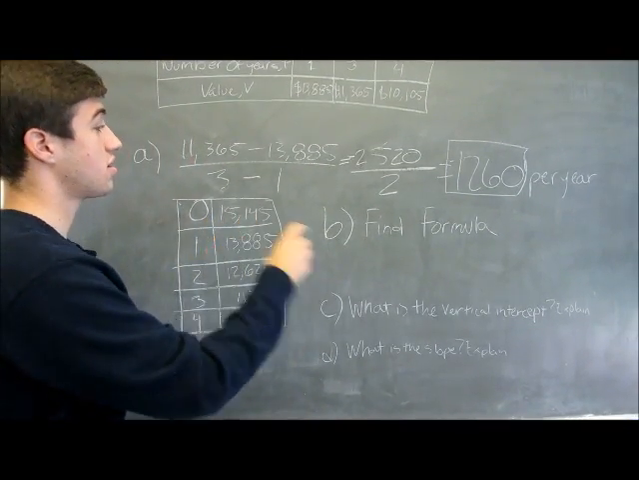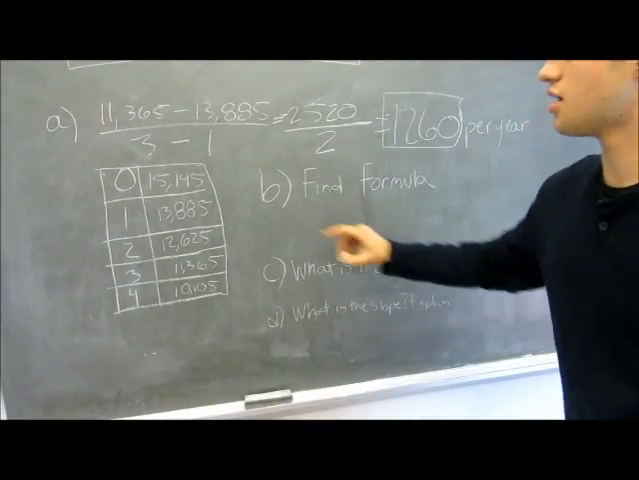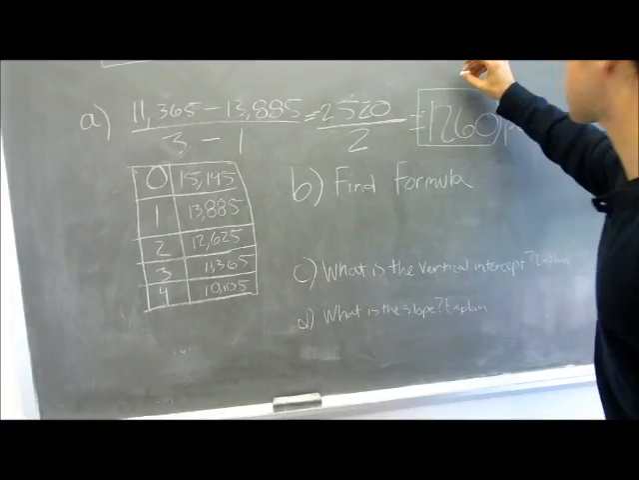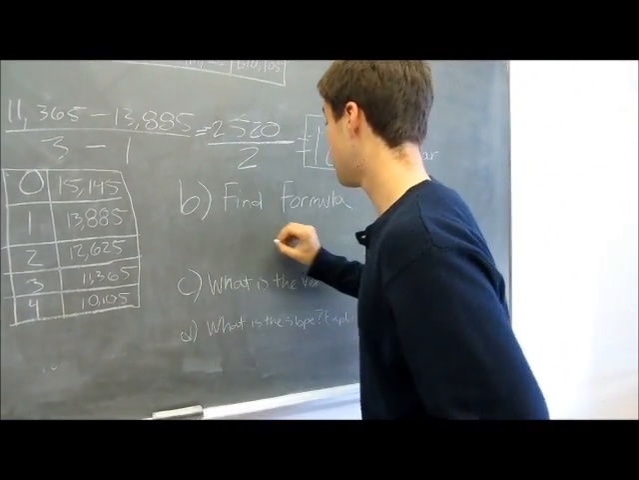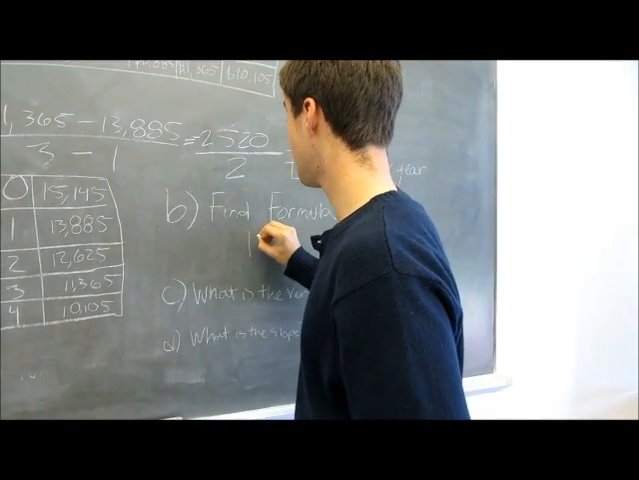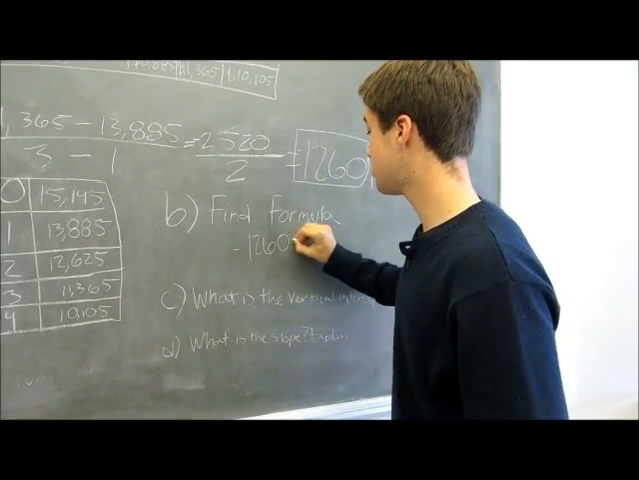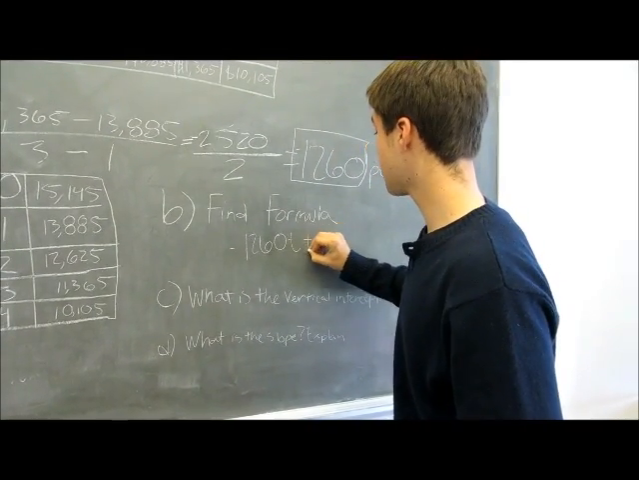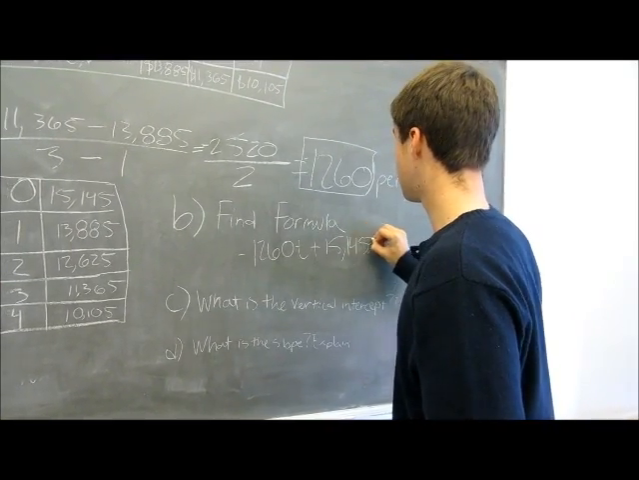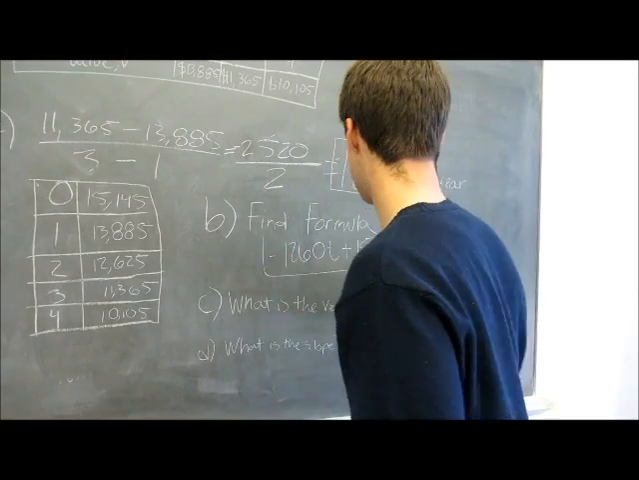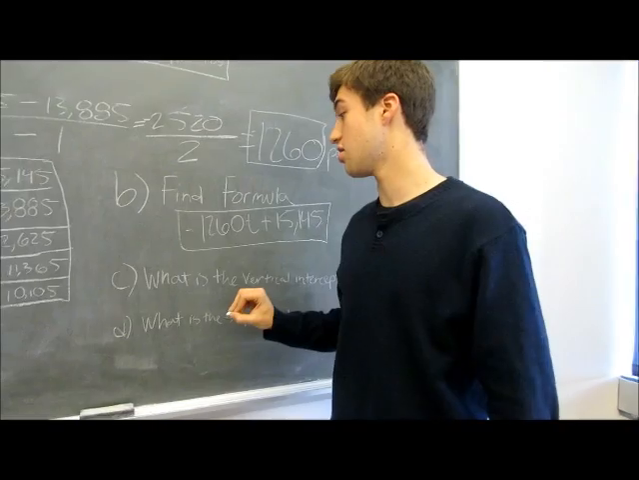For part B, it's asking us to find the formula. So now that we have this, we know what the formula is going to be. Basically, we're going to take the initial value, and this is the slope, since that's what this linear equation is changing by. So the formula is going to be negative 1260t plus 15,145. So this is our formula to find the depreciating value of the car.